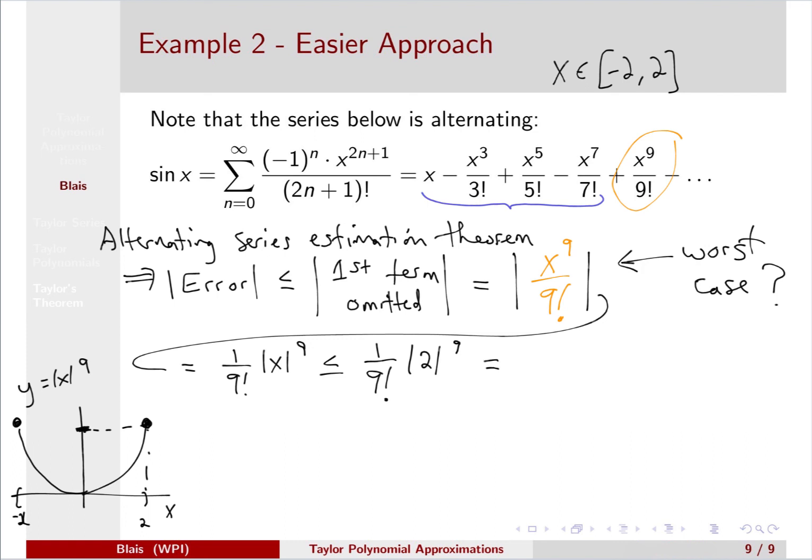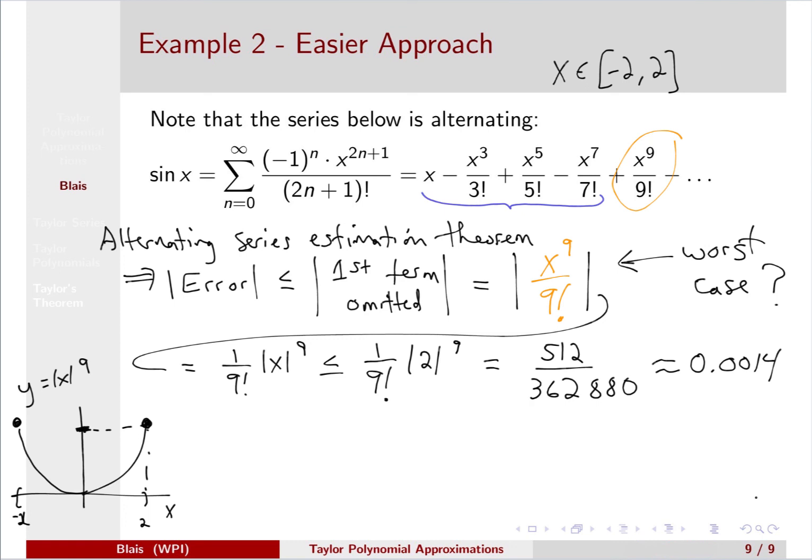This simplifies to 2 to the 9th will be 512, and 9 factorial is 362,880. And this is approximately 0.0014. And so we see that this 7th degree Maclaurin polynomial gives us an error at worst 0.0014 when we're choosing x from the interval minus 2 to 2.